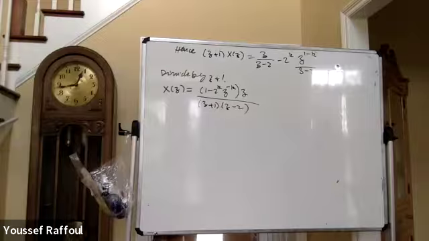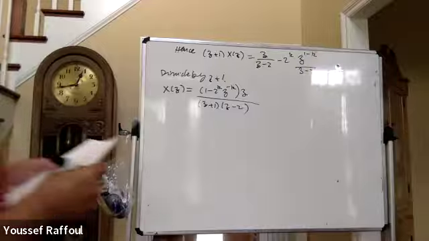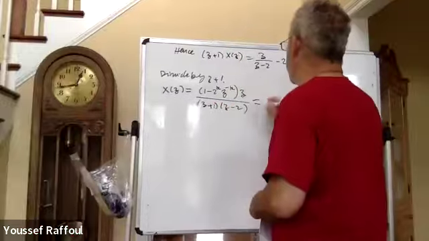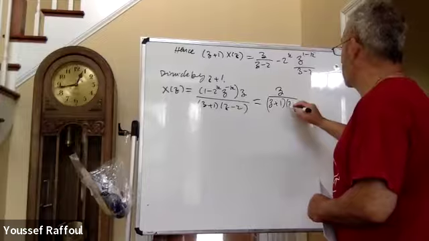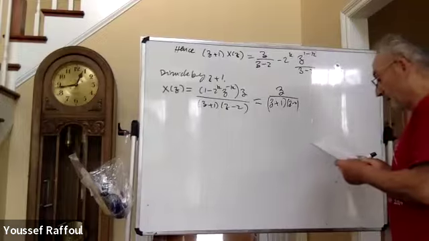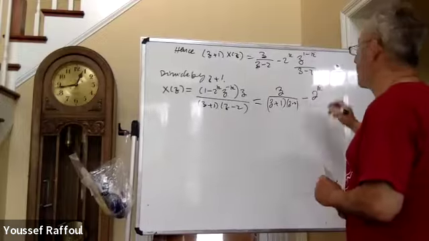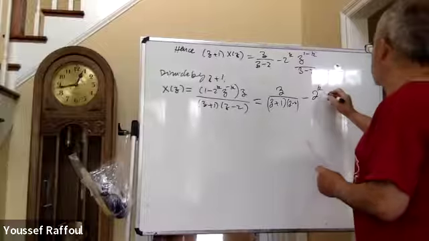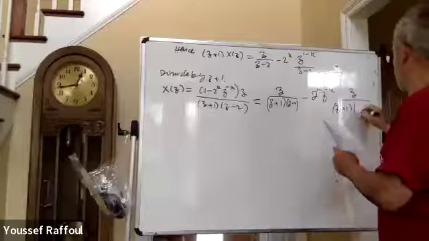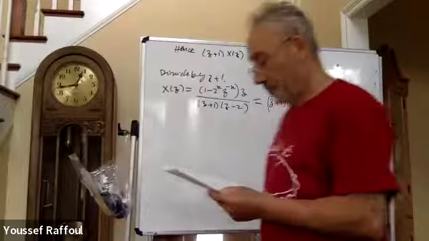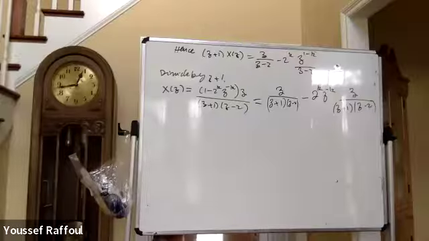Okay. And I'm going to split this into two: z over (z plus 1)(z minus 2), minus 2 to the k z to the minus k z over (z plus 1)(z minus 2). Okay.